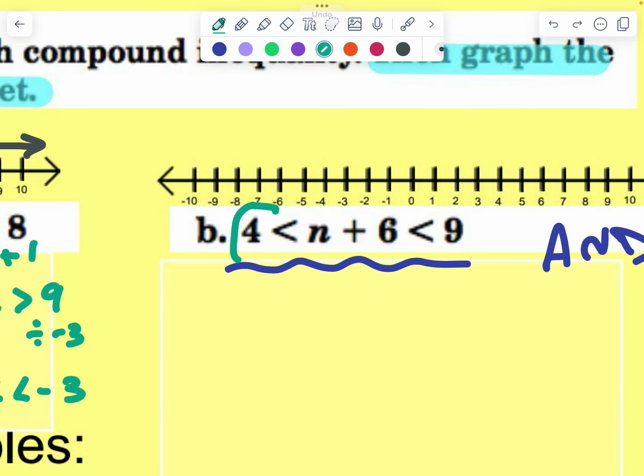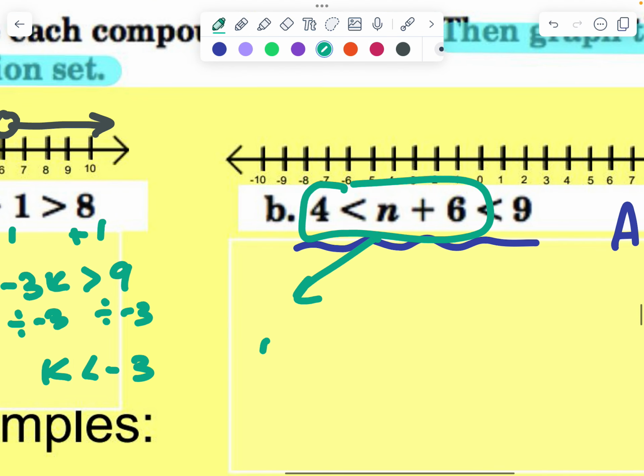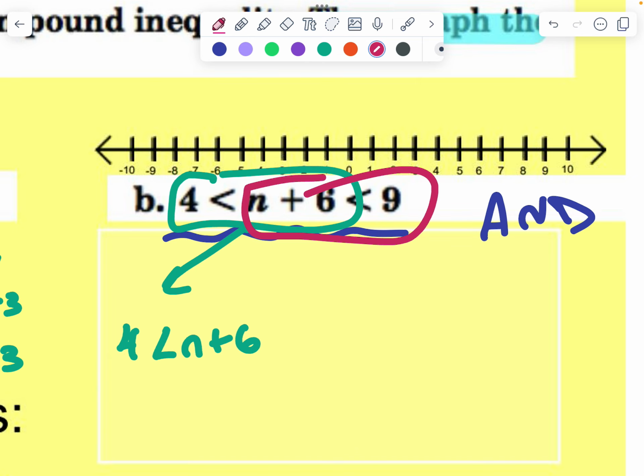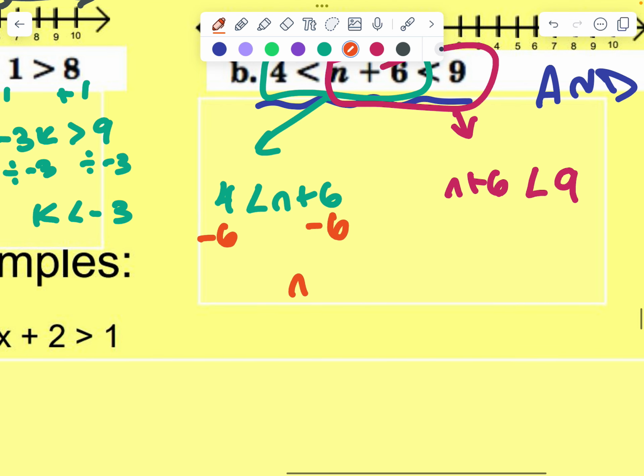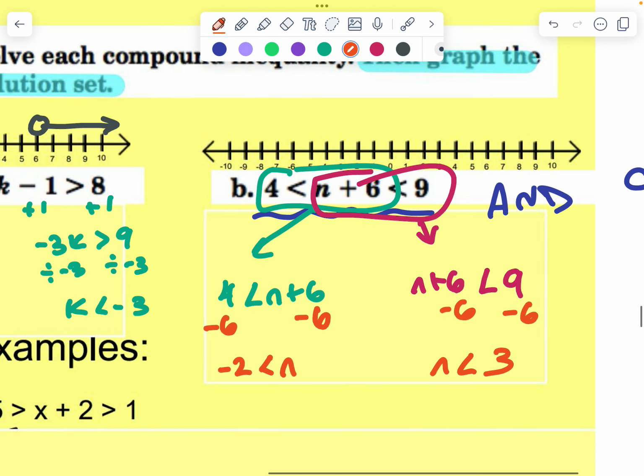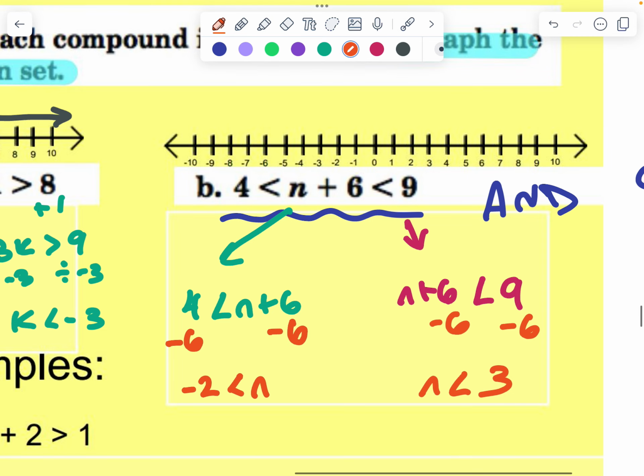This one is an and inequality. Again, I can treat them like two separate inequalities. I'll pull them apart and say n plus 6 is greater than 4 and n plus 6 is less than 9. Subtract 6, subtract 6. I've got n is greater than -2. And again, subtract 6, n is less than 3. So if I erase my scratch work so I can see, I'd have two open circles and a line connecting them.